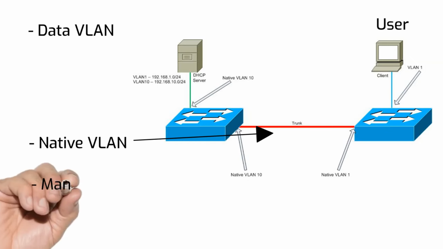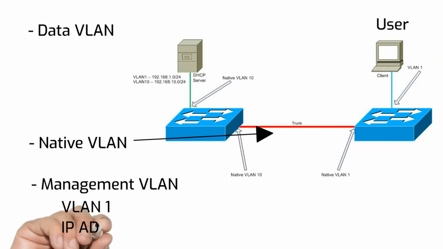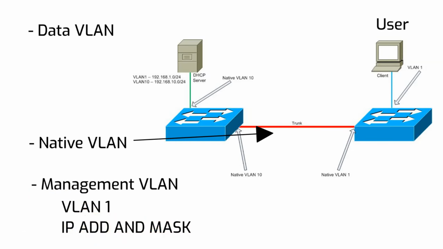Then we have management VLAN. A management VLAN is any VLAN configured to access the management capabilities of a switch. VLAN 1 is the management VLAN by default. Note, because the out-of-box configuration of a Cisco switch has VLAN 1 as the default VLAN, VLAN 1 would be a bad choice for the management VLAN. To create the management VLAN, the switch virtual interface of that VLAN is assigned an IP address and subnet mask, allowing the switch to be managed via HTTP, Telnet, SSH, or SNMP.